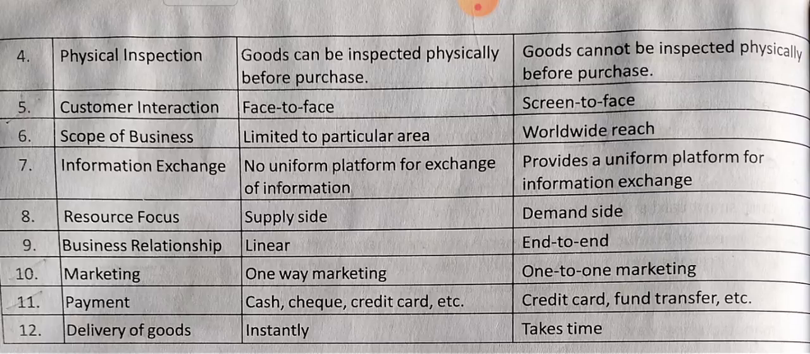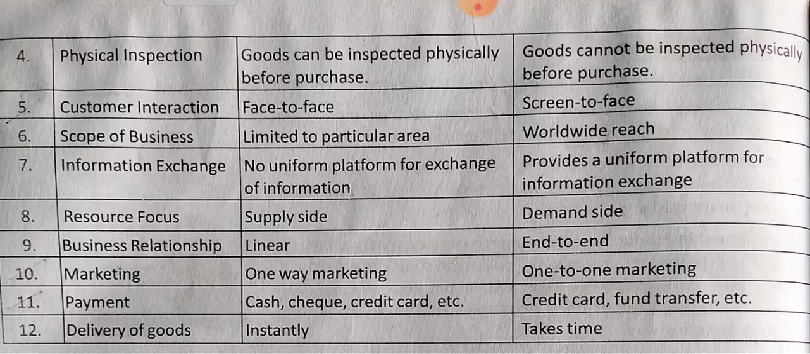Like I already told you कि once the product is prepared, ठीक है, उसके बाद they sell it to the mediator or the wholesaler, then the wholesaler send it to the shopkeeper, and when the shopkeeper buy that product, then the product is available to the customer. But in e-commerce it is end to end. The product is delivered directly to the merchant, to the customer. Next is marketing. In traditional commerce it is one-way marketing, but in e-commerce it is one-to-one marketing.